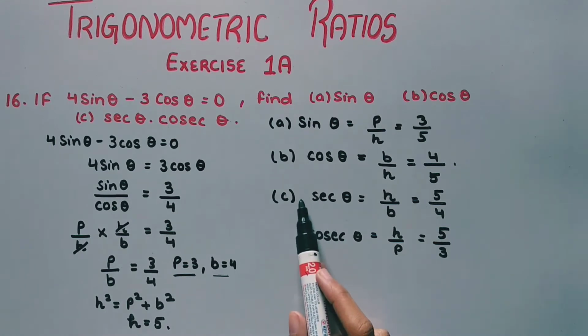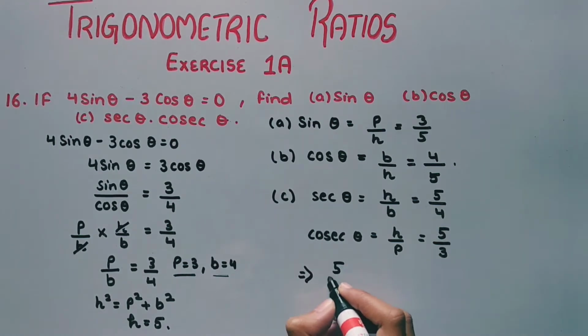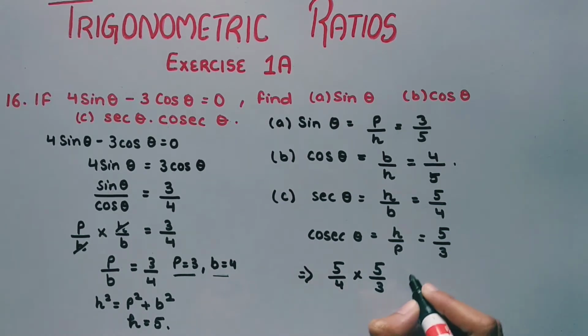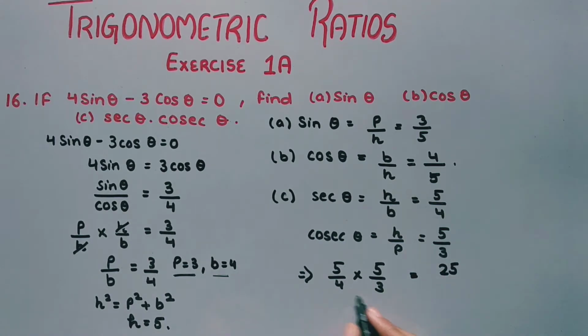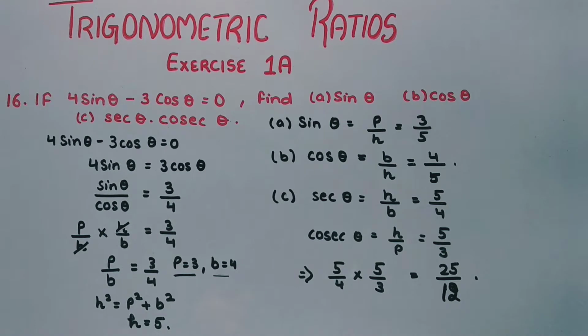Now both these terms are multiplied, that is 5 divided by 4 is multiplied by 5 divided by 3. 5 multiplied by 5, that is 25. 4 multiplied by 3, that is 12. That is 25 by 12. Hence this is our answer.